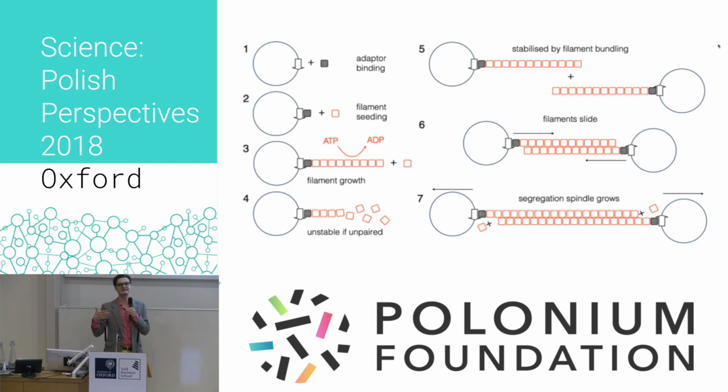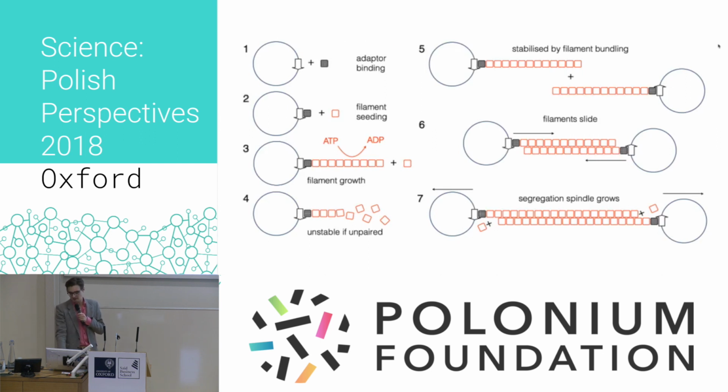The two filaments then slide to minimize the energy, so they come closer together, and at this point, they are stabilized, and new monomers can be added from one of the ends, and the overall effect is that the whole thing grows in opposite directions to both ends of the cell. So it's a very simple system.